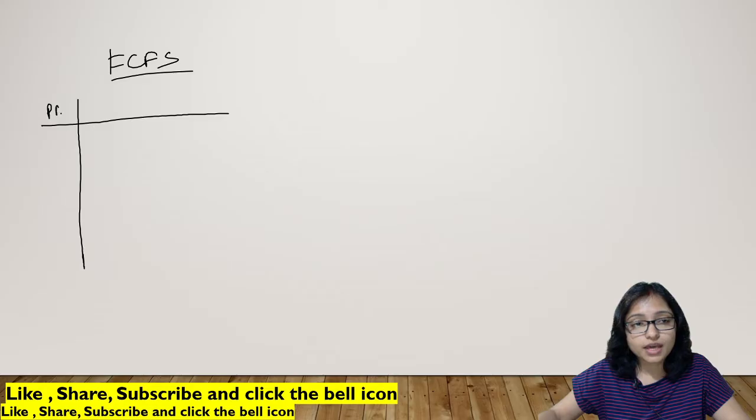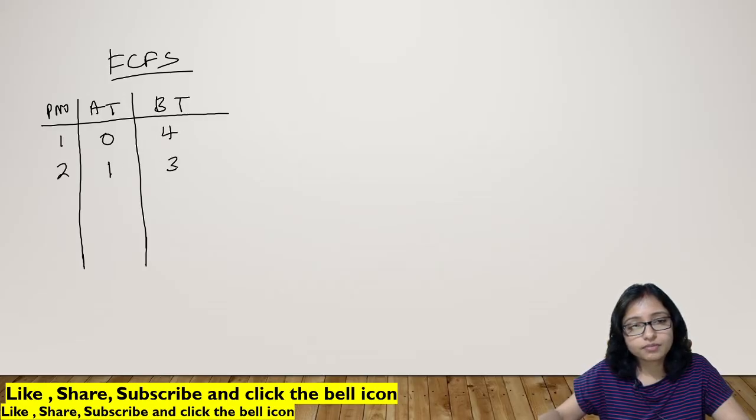So there is the process number, the arrival time and the burst time. It will be given to you. Process number 1: arrival time 0, burst time 4. Process number 2: arrival time 1, burst time 3. Process number 3: arrival time 2, burst time 1.